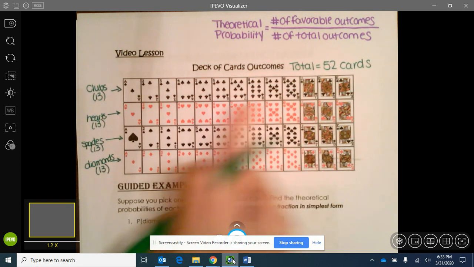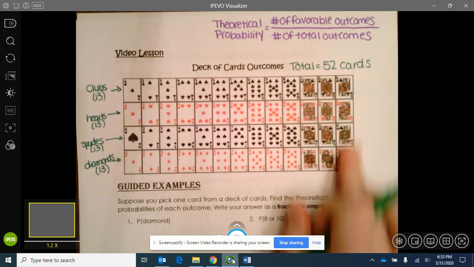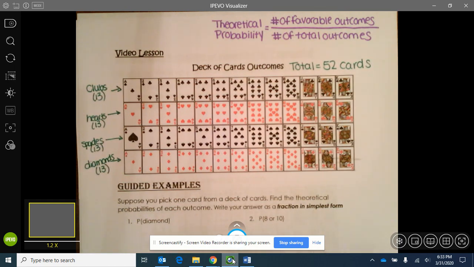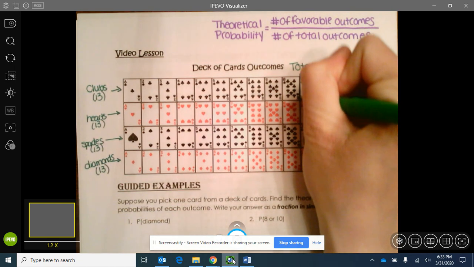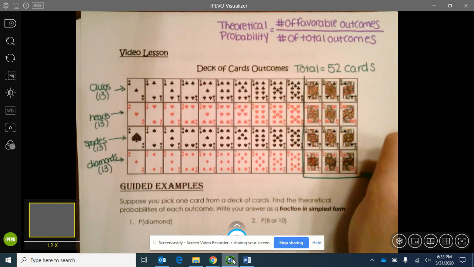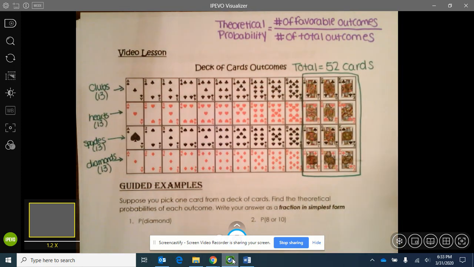So here are all your cards that have numbers on them. These cards over here, the cards that are either jack, queen, or king, we call these our face cards. So if you ever hear somebody referring to face cards, those are going to be your jacks, your queens, or your kings, basically the ones that have the faces on them.